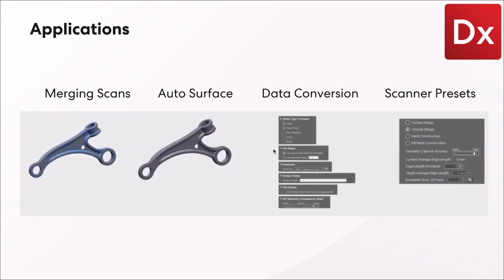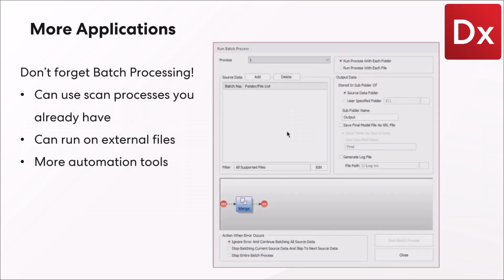So here are four highlighted ones that we'll talk about today. But one other thing not to forget about for more applications is the idea of batch processing. The major difference between batch processing and scan processes is scan processes will run within the current Design X document that you're working on, whereas with batch processes, you can actually point Design X to a folder full of scans or data sets and then tell it to run the same exact scan processes that we build for internal things.